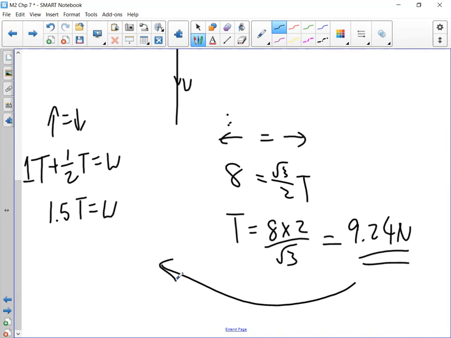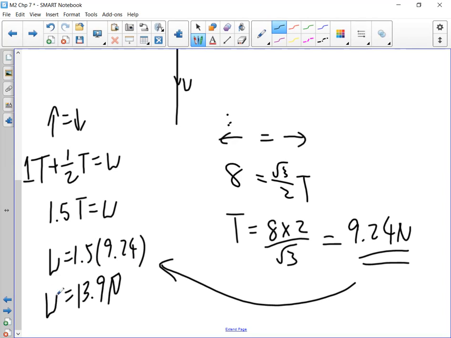So once we know T equals 9.24, we can bring it in here. Remember, use the full value in the calculator. So in the calculator, you should have 8 times 2 over root 3. So W equals 1.5 times 9.24, which is 13.9 Newton. Now the accuracy in mechanics has to be very precise, so you should always be using the full value.